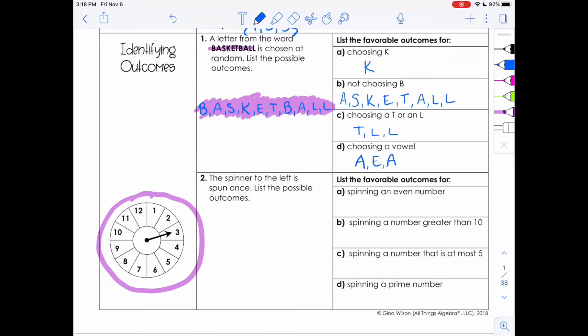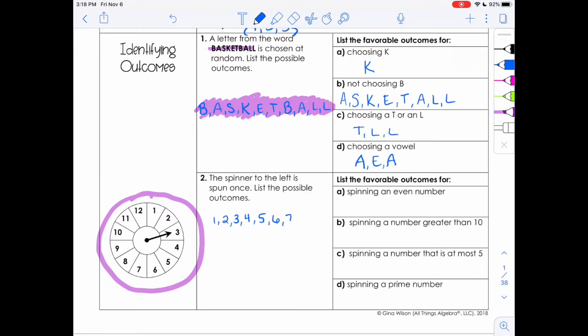List the possible outcomes. So if I spin it, it could land on the number 1. If I spin it, it could land on the number 2. It could land on the number 3. Like in the picture, it is landed on 3. It could land on the number 4. It could land on 5. It could land on 6.